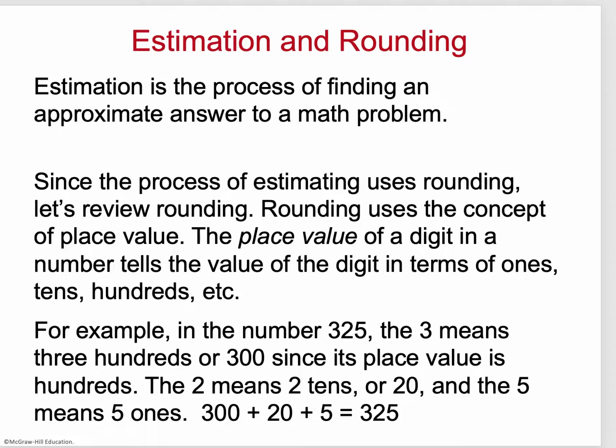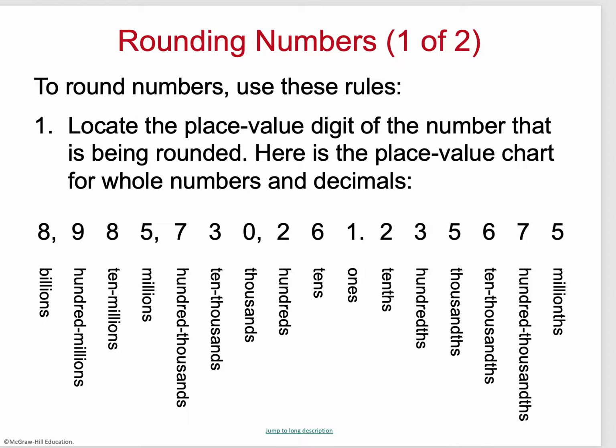So when we're teaching elementary mathematics, we teach a lot about place value of a digit, and students know the ones from the tens from the hundreds place. So for example, if I have 325, the 3 means 300, then I have the 2, which means 2 tens, and the 5, which means 5 ones. So I get 325. To round numbers, we want to use these rules.